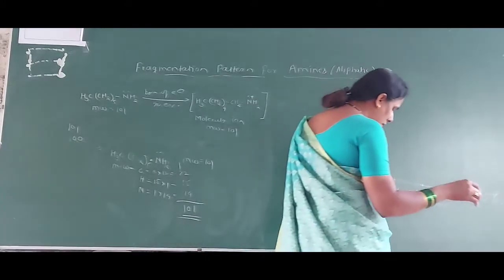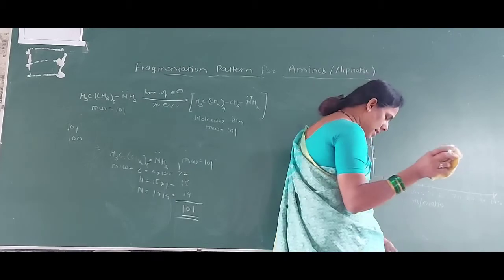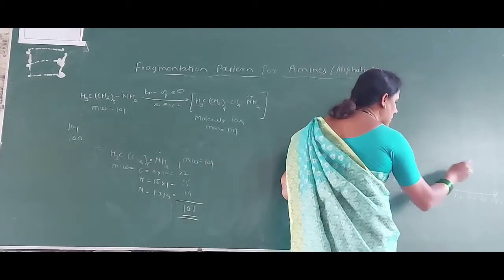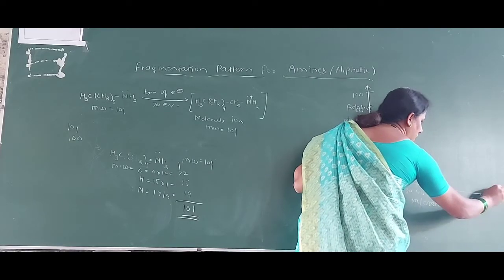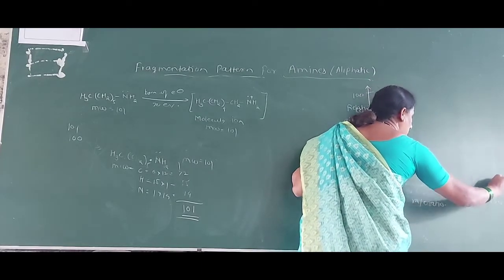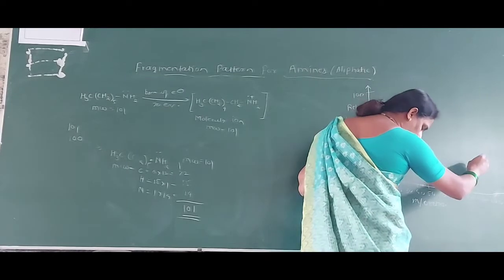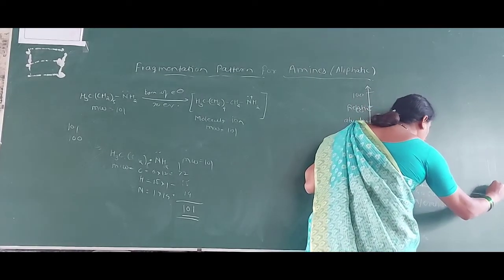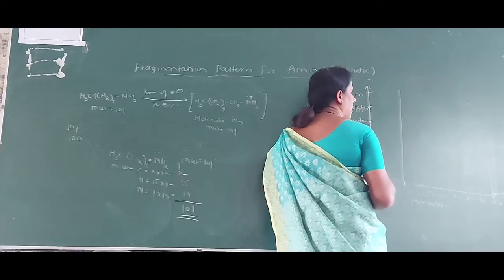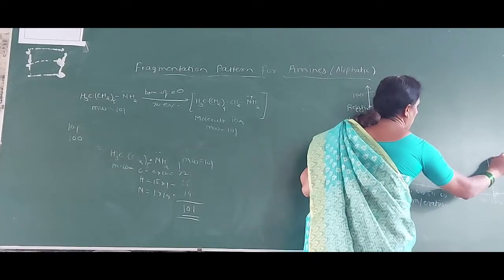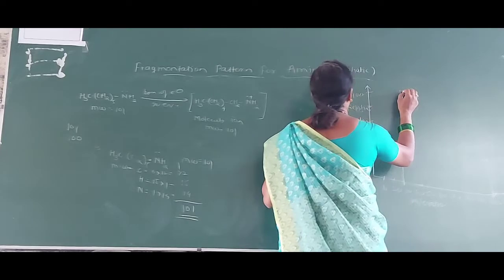We are getting the peak at the molecular ion. In this spectrum there are 3 peaks only. The first is 101 here. The second is 100, and the last is the third one. Okay, that is, first is 101, then 100, and here 30.